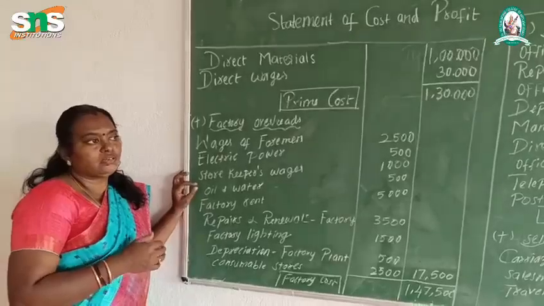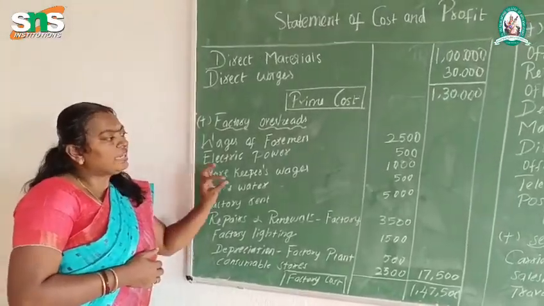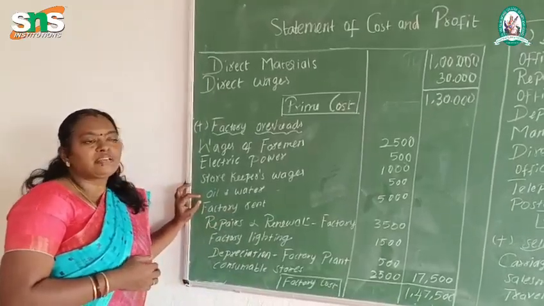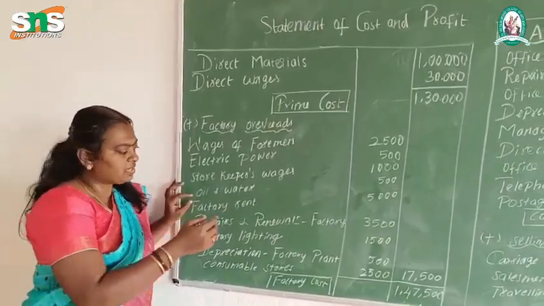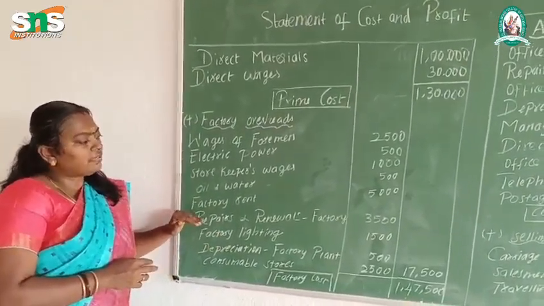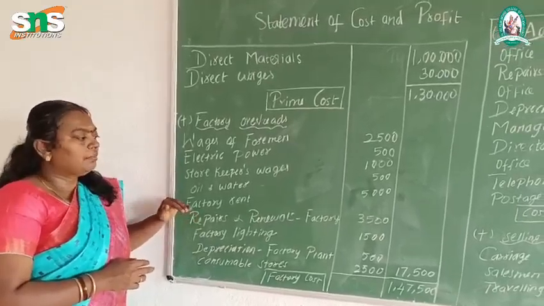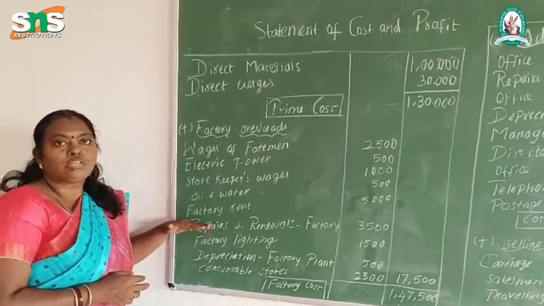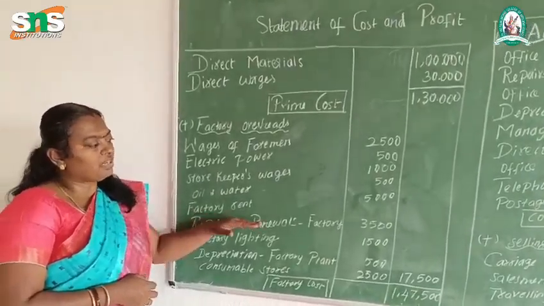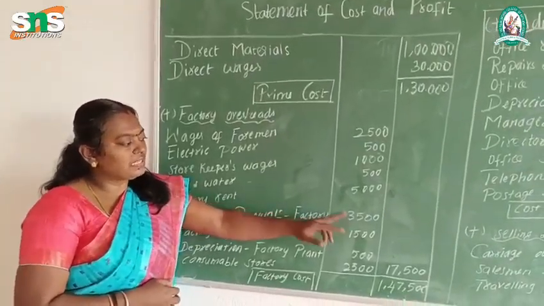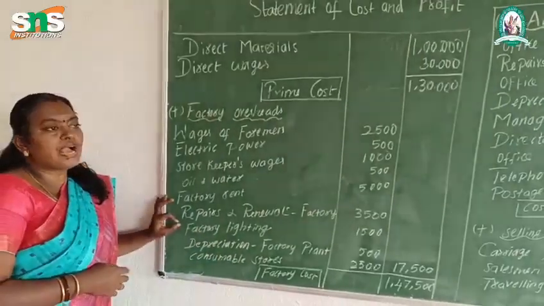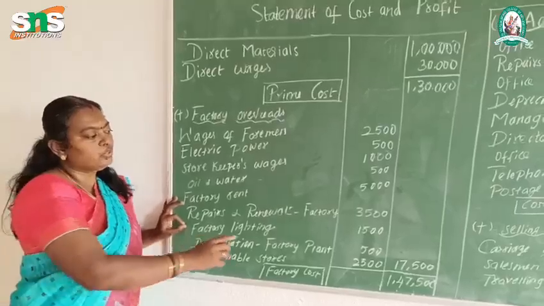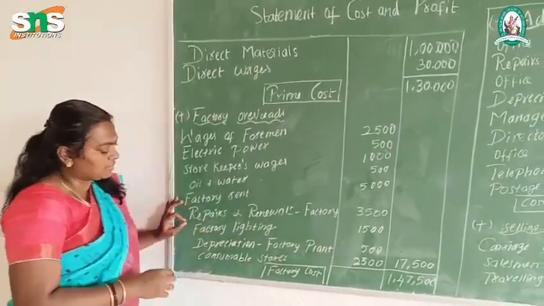Next, for factory usage, we are purchasing oil and water. So, oil and water rupees 500. Then for factory rent, we are giving the factory rent rupees 5,000. In factory, there are many machineries. Due to some reasons, we have to look over the repairs. So, for the repair and maintenance, we are doing the expenses 3,500. Then for factory lighting expenses, there will be many lights to do the work. It will be very useful. So for that we are paying 1,500.